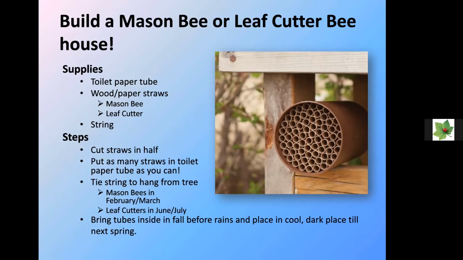So in the late fall, it's a good thing to bring them inside and keep them in either the refrigerator or a cool, dark space in your garage. They actually go into kind of a hibernation as they're going through their cocoon stages, and then you bring them back out in the springtime. And that just helps with any sort of disease or pest issues that might happen if they're left outside over the winter time.